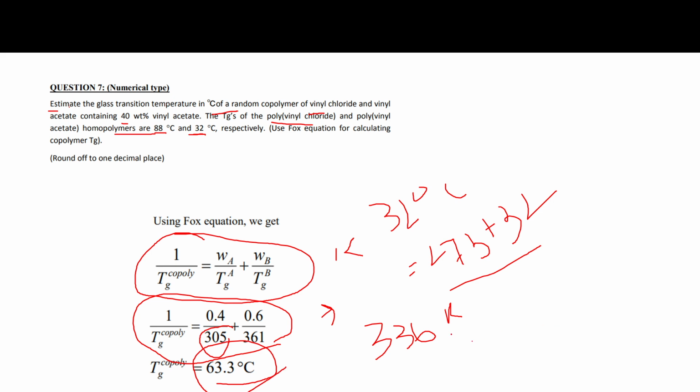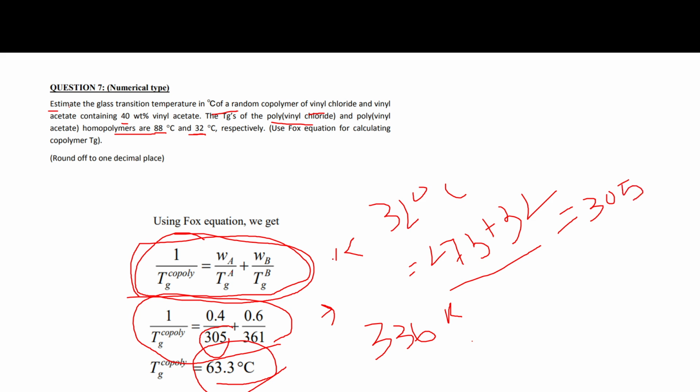Sir, I don't understand, please explain. Okay, so this equation you know. In this equation, you always have to put the values in Kelvin scale. Tg of A is given as 32 degrees centigrade. If you convert it into Kelvin, it will be around 305. Do you understand that?